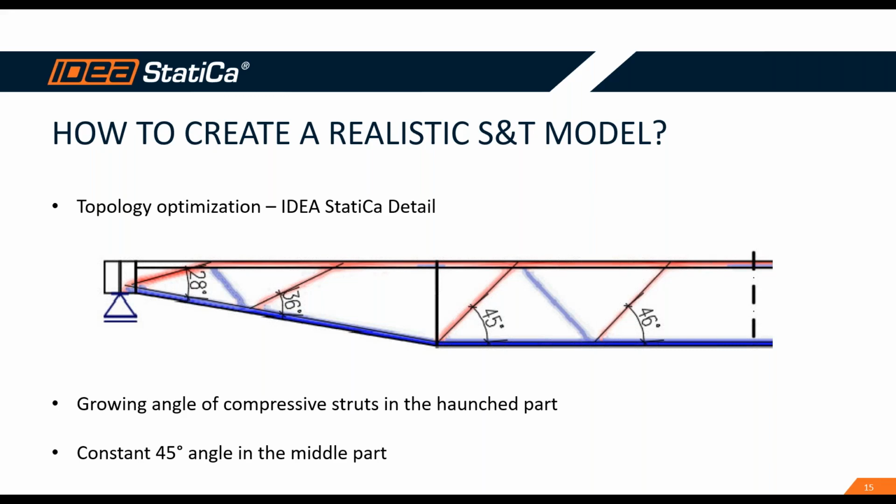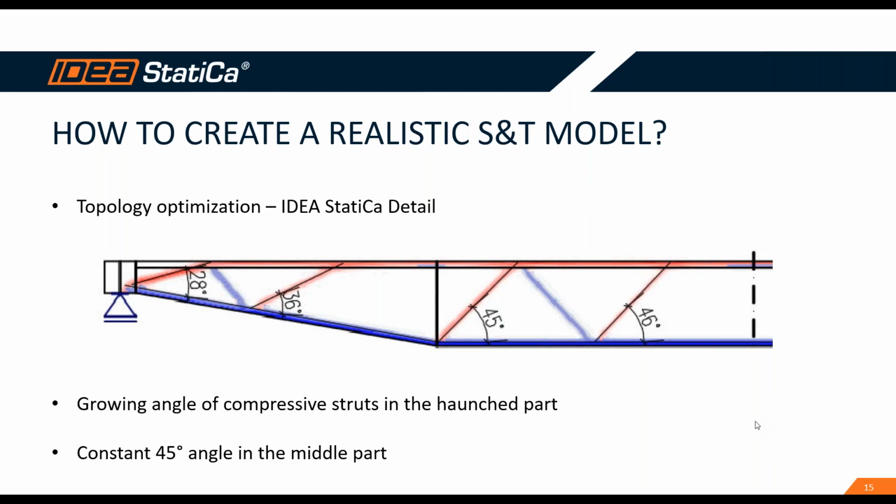With the blue color, you can see the regions in tension, and with red colors, the regions in compression, the struts. We see that we have growing angles of the compressive strut in the hinge part of the beams, and we have a constant angle, approximately 45 degrees, of the compressive strut in the middle part.